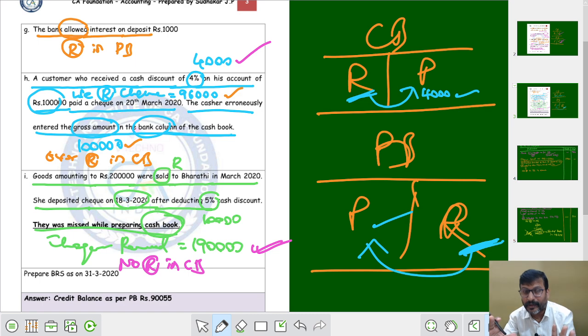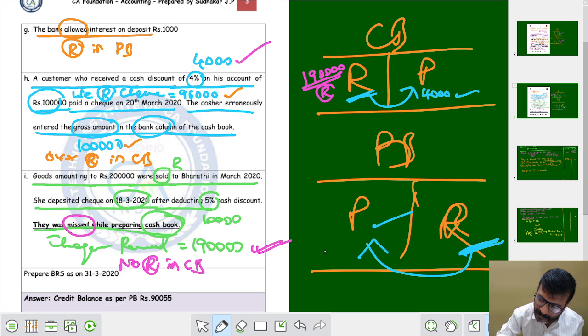Here what did the cashier do? Not recorded in cash book. This was missed in cash book. They didn't record it in the cash book. Now how much should be recorded in the cash book? 1,90,000 rupees should be recorded. On what side? Receipt side, because we received a check from Bharati.